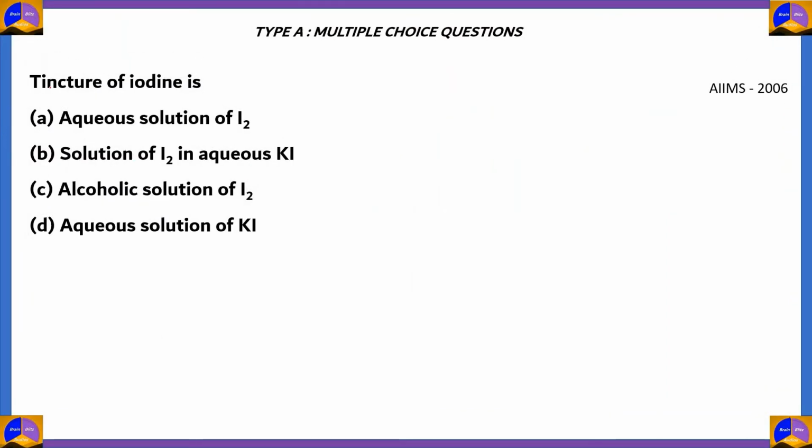Next question. The tincture of iodine is: aqueous solution of iodine, solution of I2 in aqueous KI, that is potassium iodide, alcoholic solution of iodine, aqueous solution of potassium iodide. Now over here, note that both aqueous solutions don't have any special name. So therefore, options A and D are incorrect.